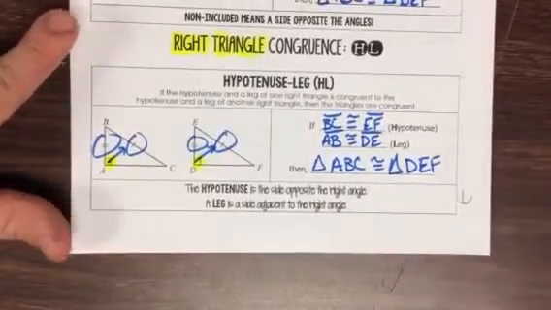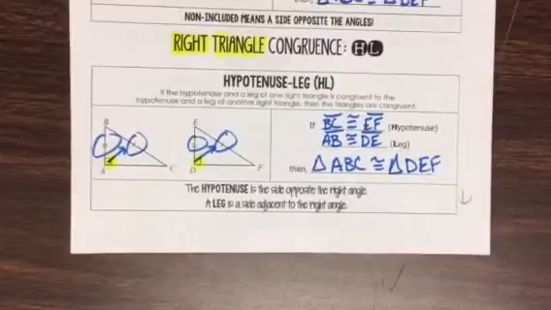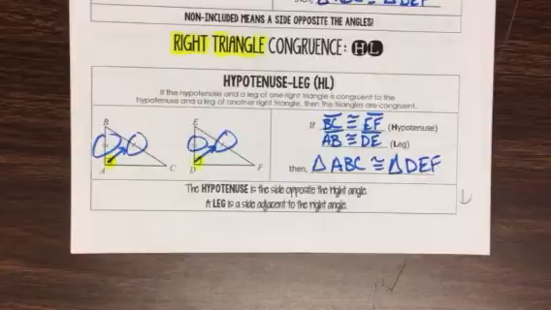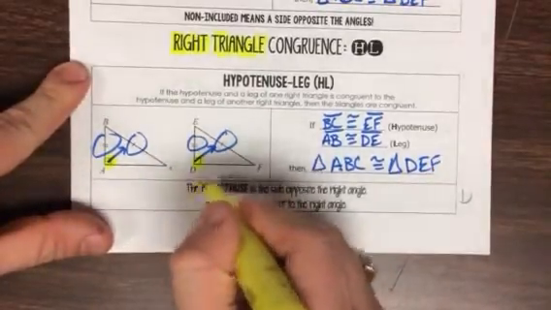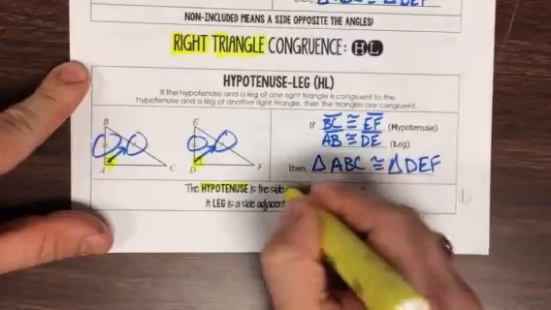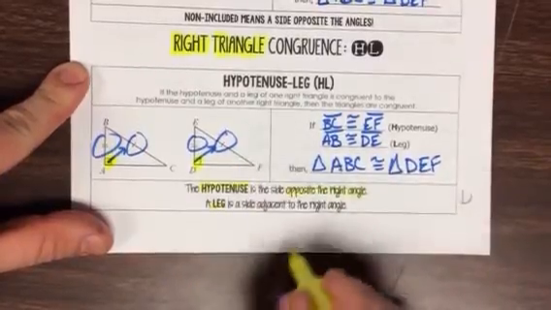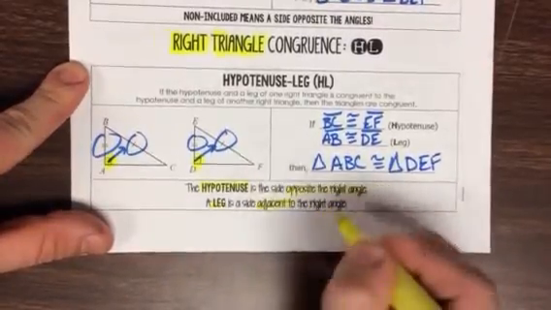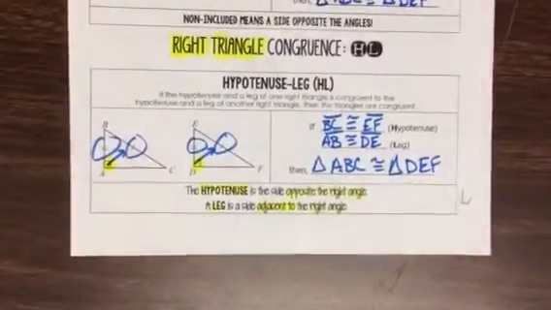And just like we talked about last time, ABC and DEF could be written differently. We could have said triangle BCA and triangle EFD. That would have been perfectly fine if you listed your triangle congruence a different way. Again, the hypotenuse is opposite the right angle, and the leg is always adjacent to the right angle, or next to the right angle.